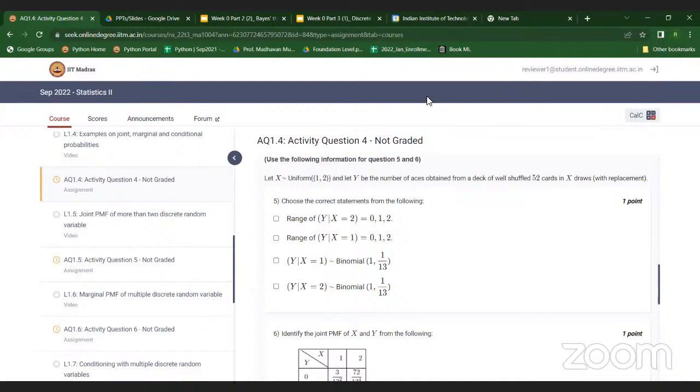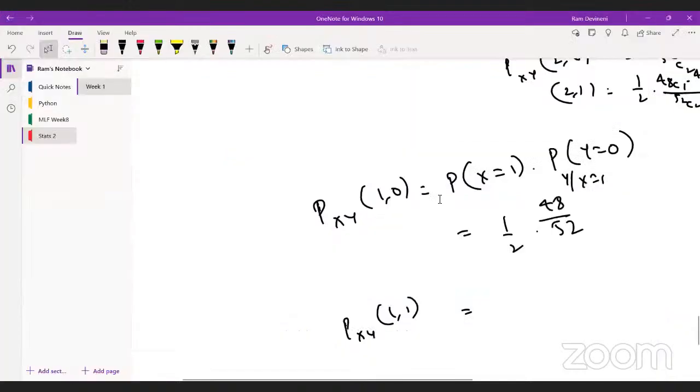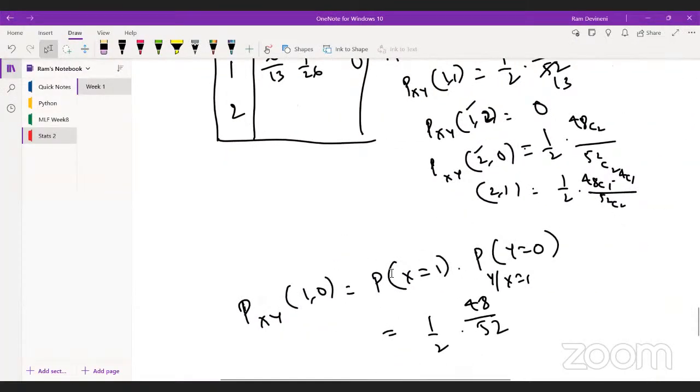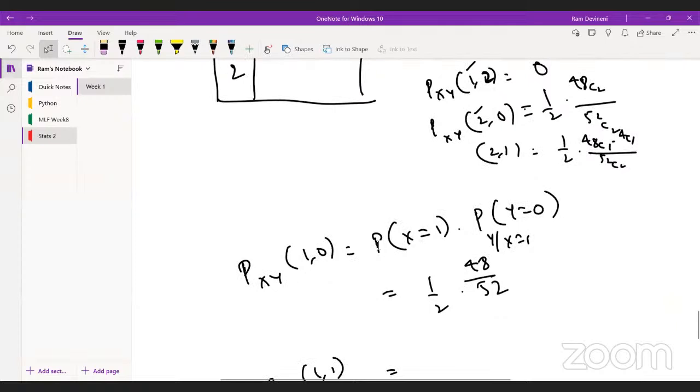Because, as you could see here, I have written this, right? P of pxy of 1, 0 is going to be p of x equals 1, I did this p of y given x equals 1 of 0. These are not independent.